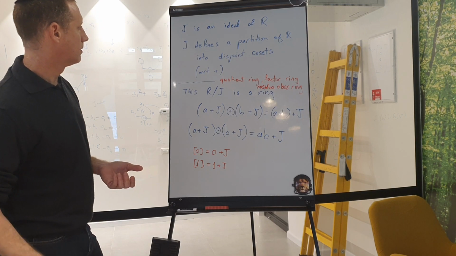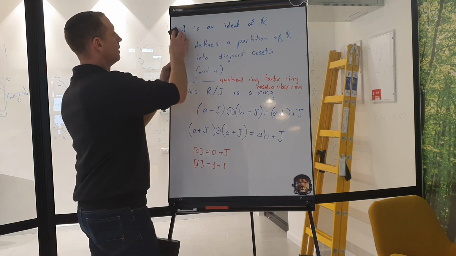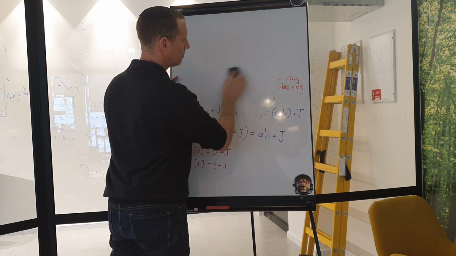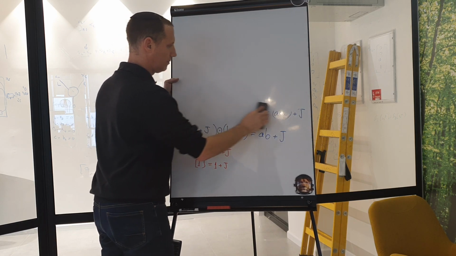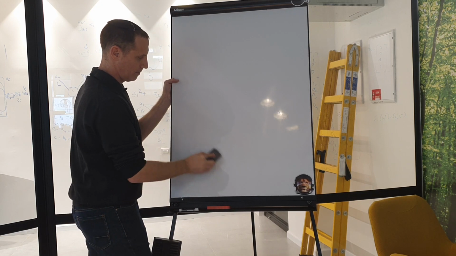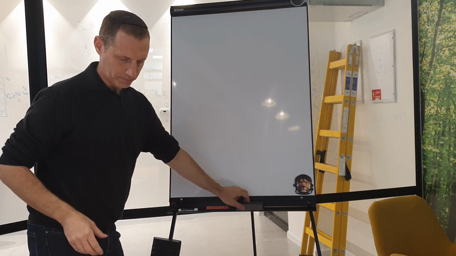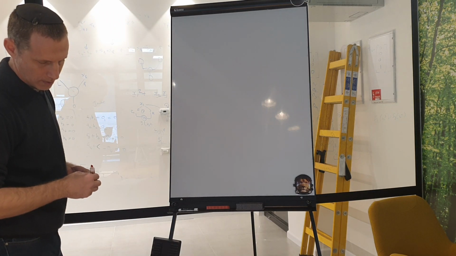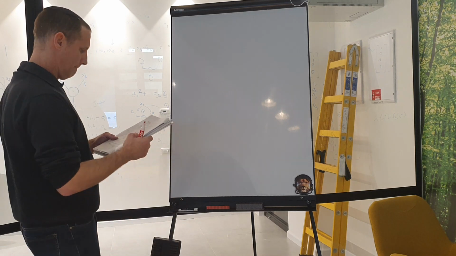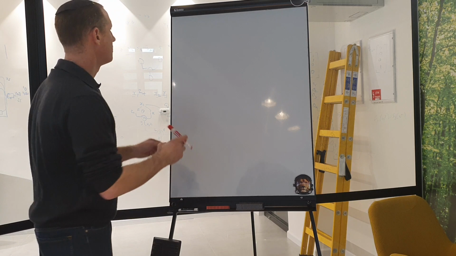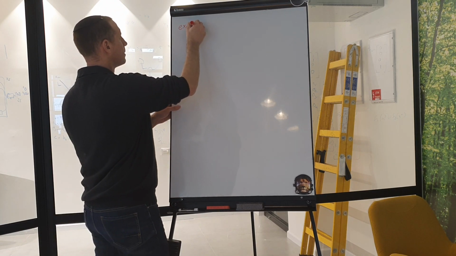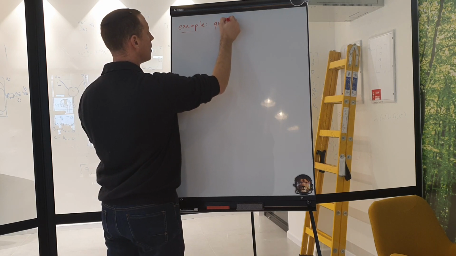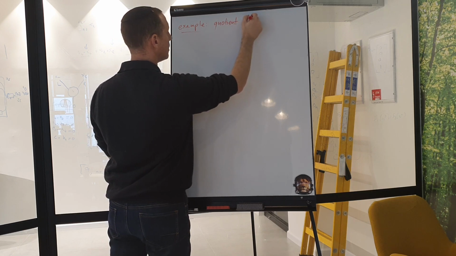Let's take an example, okay, of a partition. Our examples are going to always be simple. Here as well. It's a very simple example. Ring.